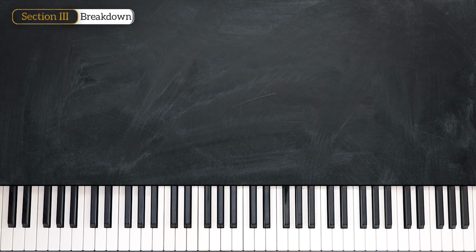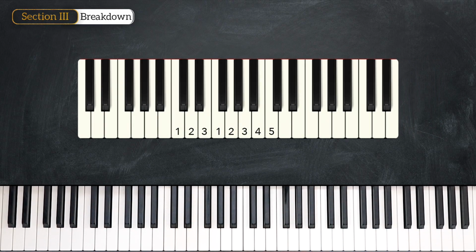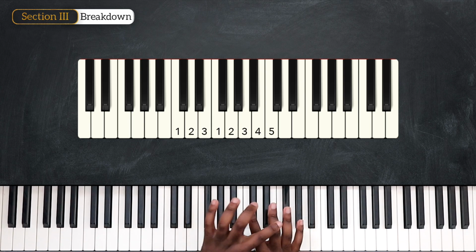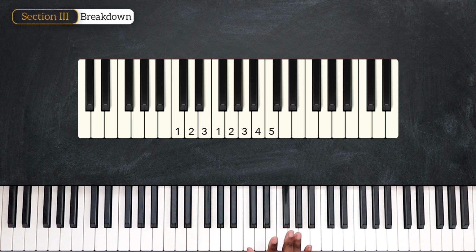For example, for the C major scale, you will see that the fingering for the right hand is 1, 2, 3, 1, 2, 3, 4, 5. So we're going to use that fingering. 1, 2, 3, then take your thumb and go up like that. 1, 2, 3, and then ending the scale, 4, 5.